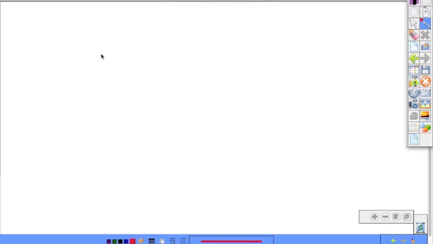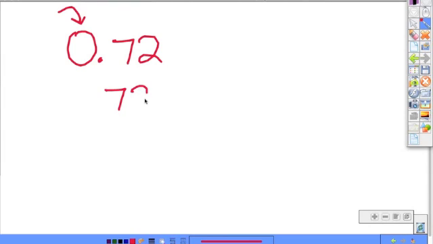Now let's take it where we have a decimal and we need to turn it into a fraction. So how about if we have 0.72? Okay? Now anything before this decimal is going to be a whole number, which is going to be your large number. Well, I don't have any because I have 0. So I'm just going to go ahead and deal with what's after the decimal, which is going to be your fractions. So I have 72 over, over what?